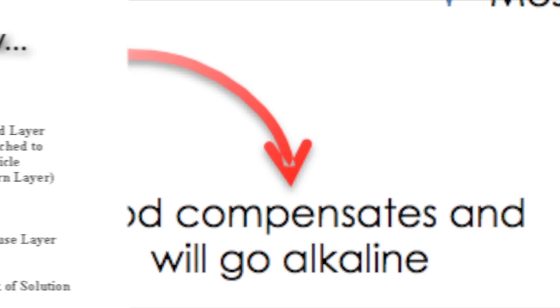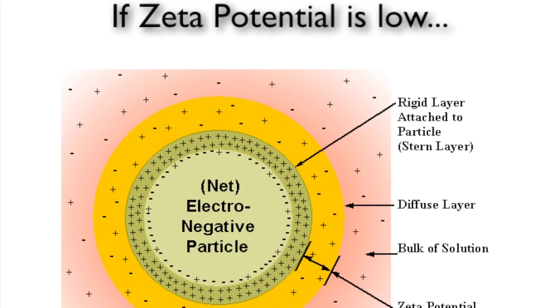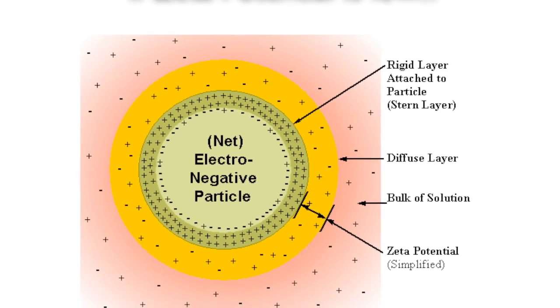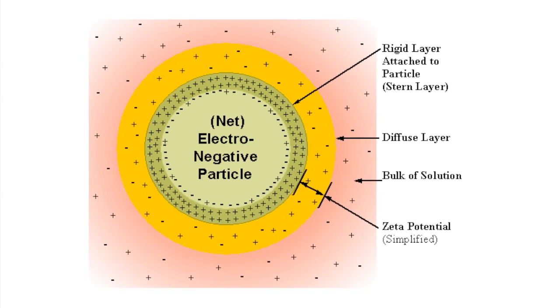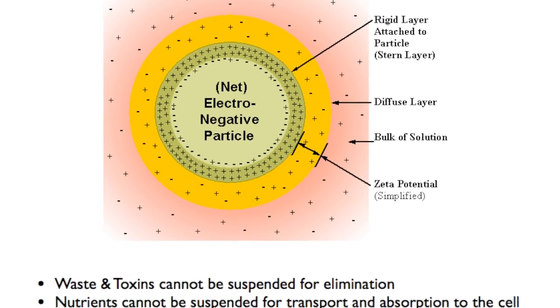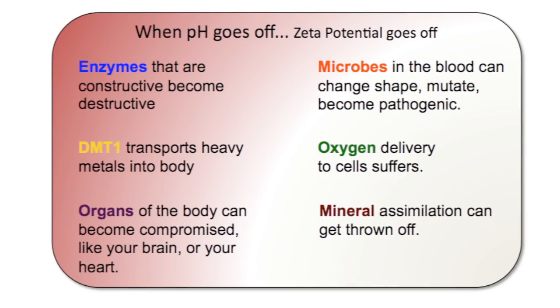Colloids are held in suspension via a very slight negative electrical charge on the surface of each particle. Like charges repel each other. This charge is called the zeta potential. Blood is a colloidal solution, and all blood cells have a slight negative charge.